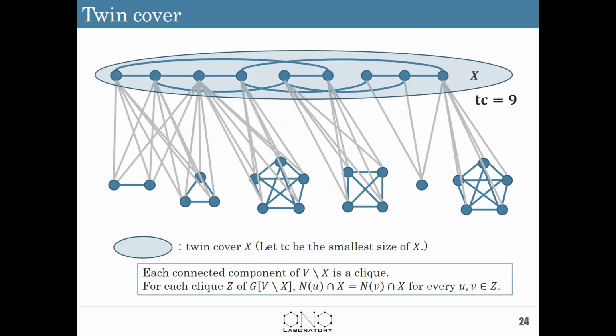And given a twin cover X, the graph can be decomposed into a twin cover W and a set of cliques like this. As the property of a twin cover, vertices in the same clique in V minus W have the common neighbors in the twin cover like this.